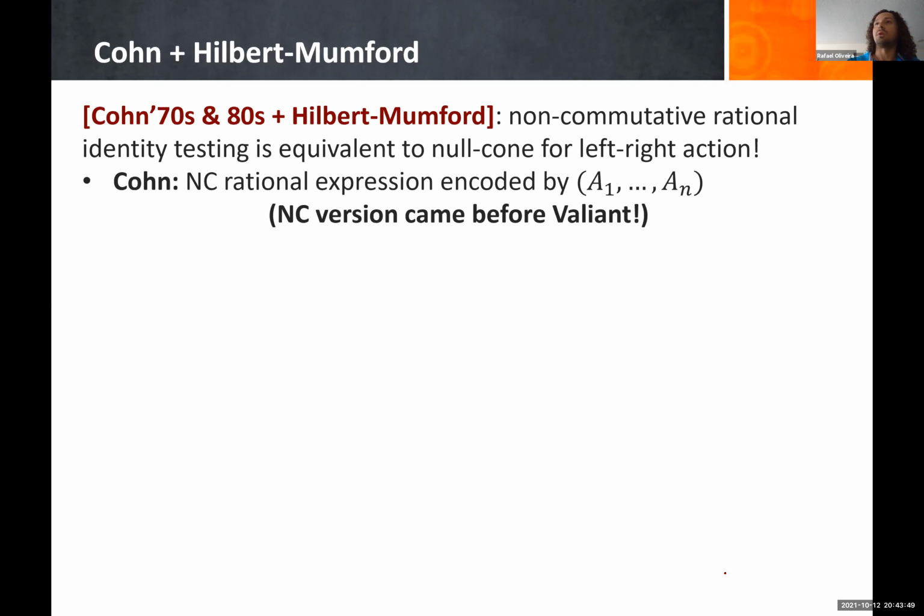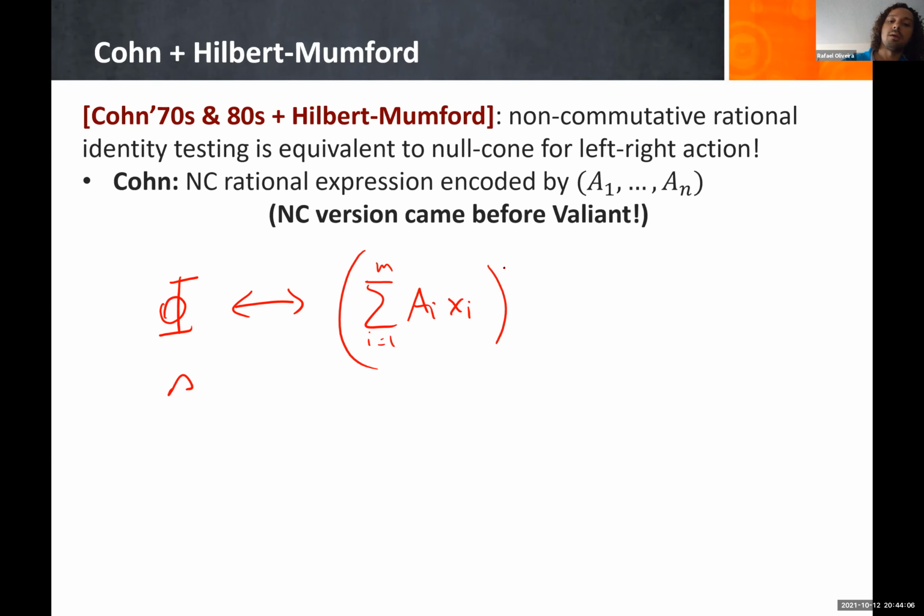So what is this rational expression? If I have a rational expression phi, what Kohn did is, if this phi has size s, then Kohn said that this can be equivalent to the sum of ai xi, i equals 1 up to m, inverse 1, 1. The 1, 1 entry of the matrix inverse. And here the inverse is on the free skew field, the non-commutative version of the field. And these matrices have size s.